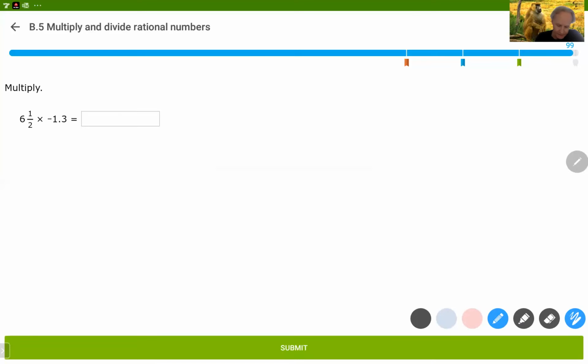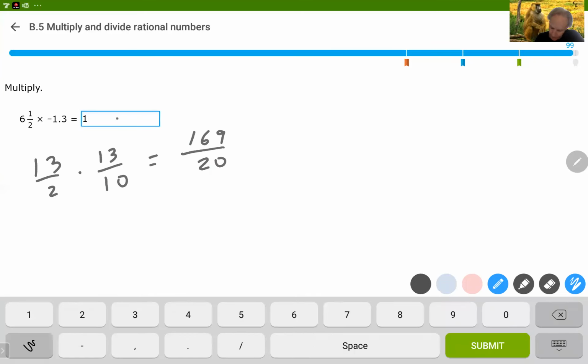And we've got 6.5, which is 13 over 2. And it's multiplied by 13 over 10. And this one is 169 over 20, and we're done. 13 times 13 is 169, and 2 times 10 is 20. Can't reduce it.